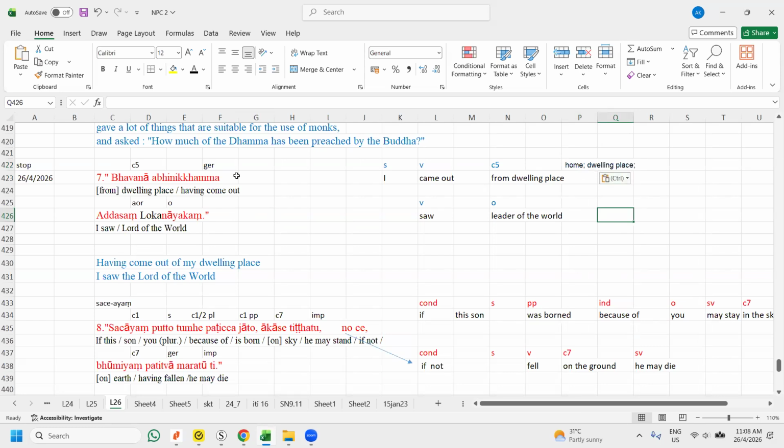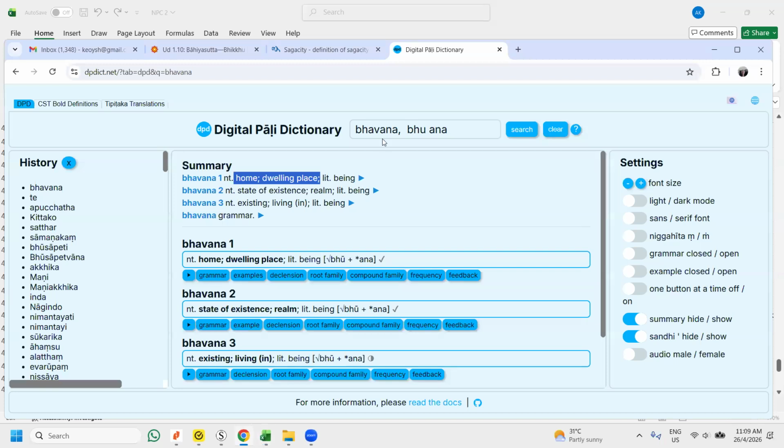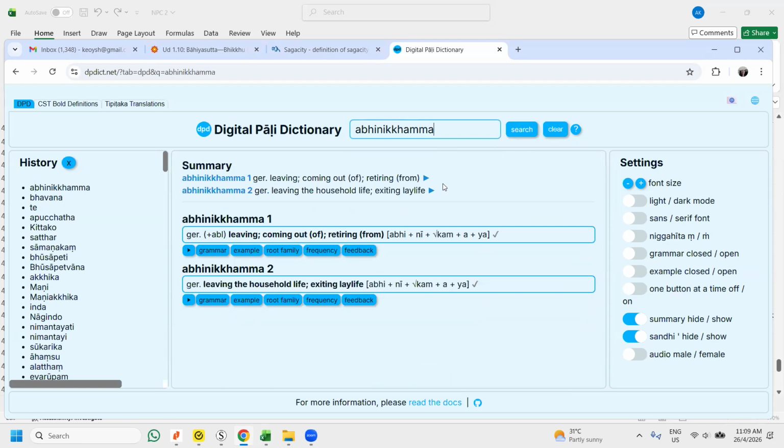This one is Jaran. This is Abi, so Abi plus Ni plus Kama. I think the root Kam is to go. So you just go into the dictionary and look at it. You can see here is Abi, Ni, the root is Kam plus Ya. So this is Jaran, meaning having this. You may not get exactly the meaning from the dictionary, but you have to sort it out.